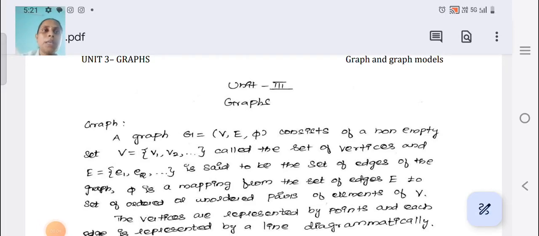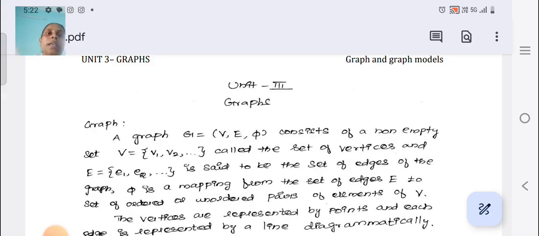Today we are going to see about the graph. So first, we see the graph. In this graph, we have to represent vertices and edges. It consists of a non-empty set. Here, the vertices are denoted by V1, V2, etc., called the set of vertices. And the edges are named E1, E2, etc., which is said to be the set of edges of the graph.